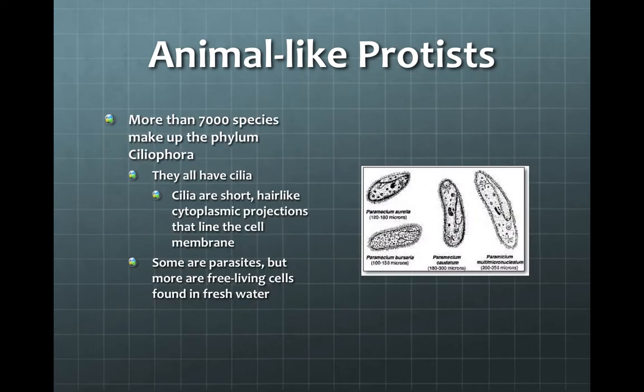All right, there are more than 70,000 species that make up the phylum Ciliophora, which all have cilia. Remember, that's the hair-like. Cilia are short hair-like cytoplasmic projections that line the cell membrane. Some are parasites, but more are free-living cells found in fresh water. Are you catching on to a theme that we have to have fresh water, because contaminated water can kill us?